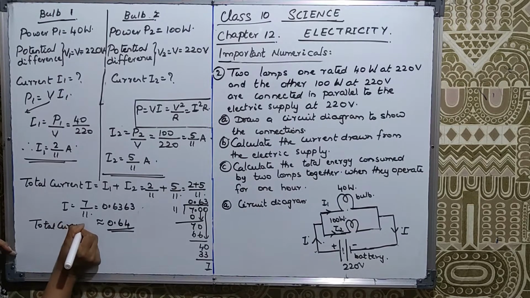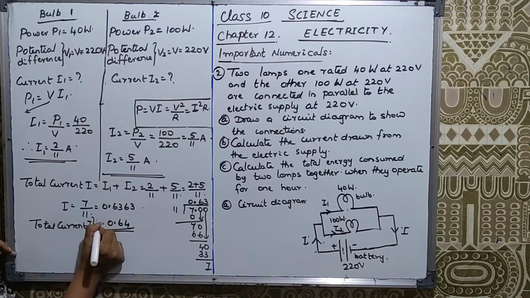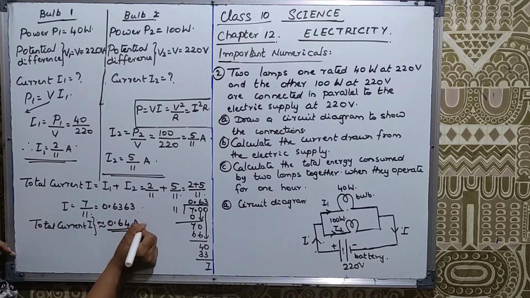Therefore the total current I equal to 0.64. The unit of current is ampere. Now you have got the total current.